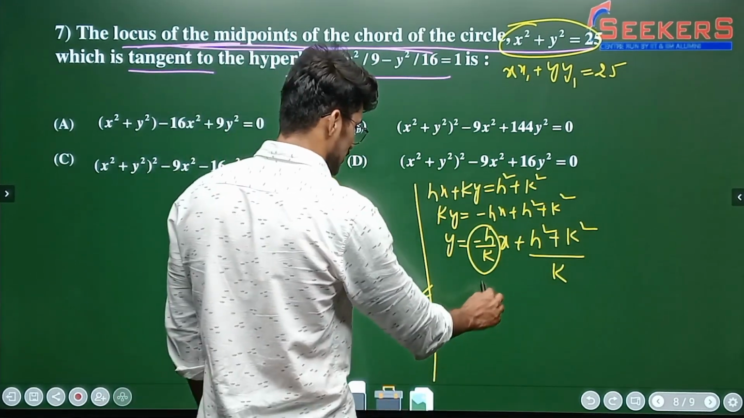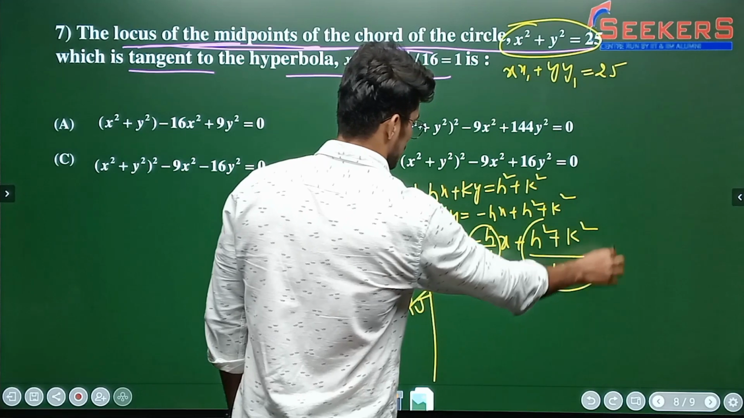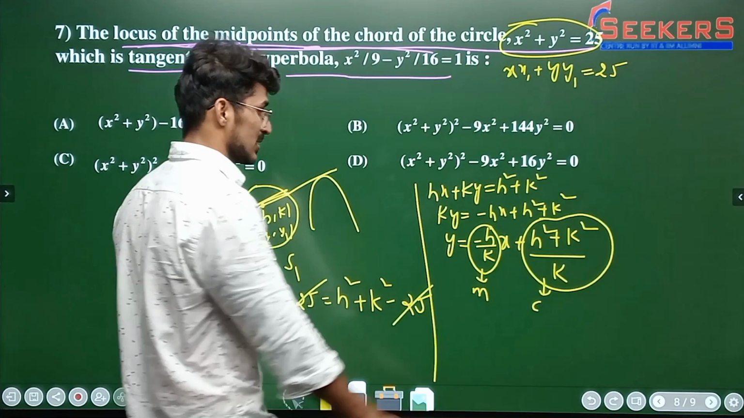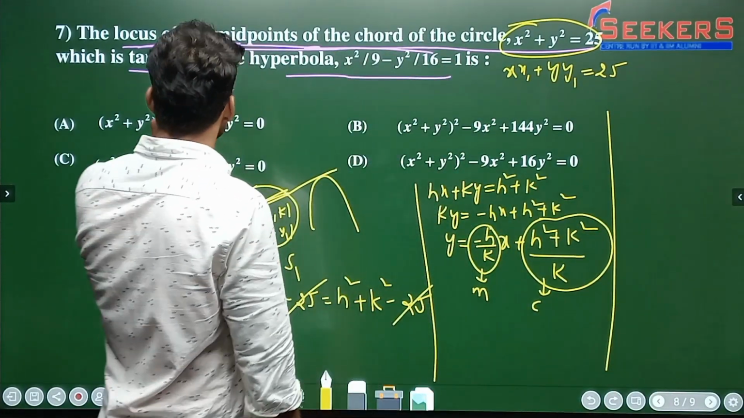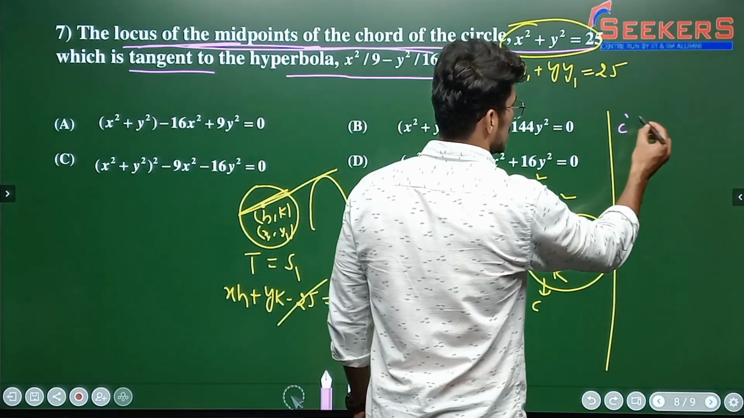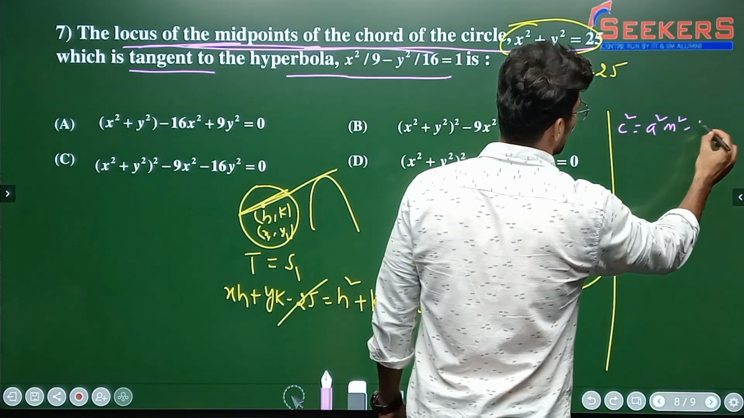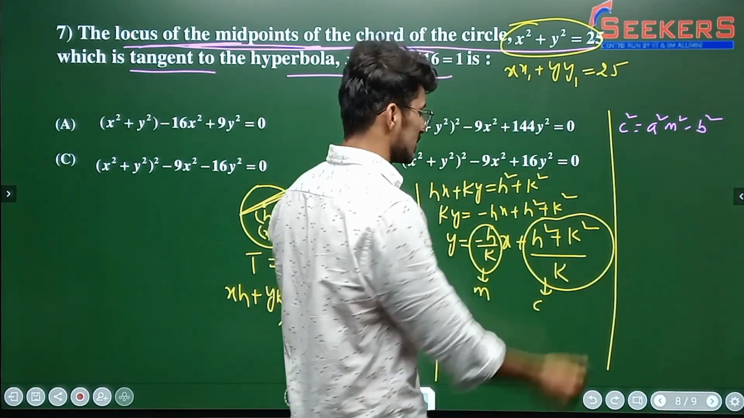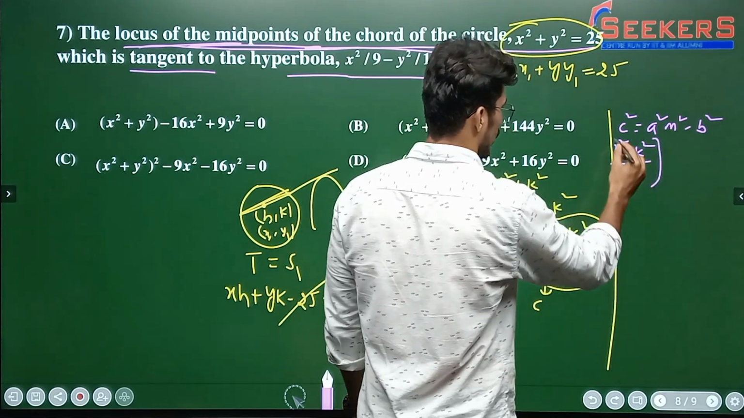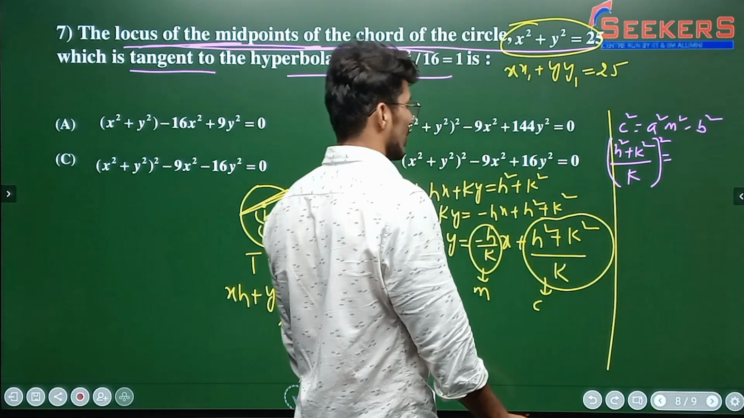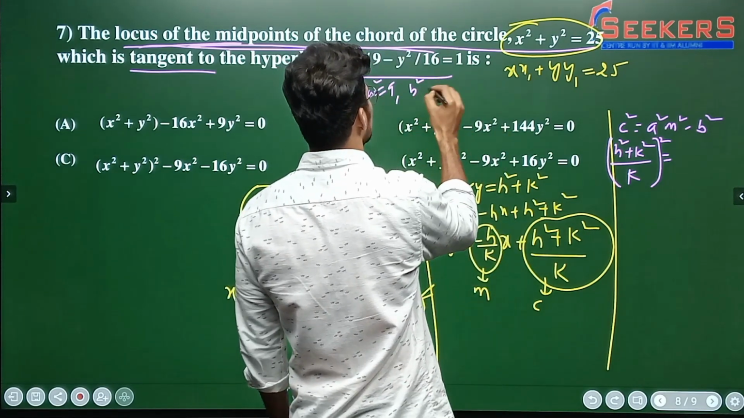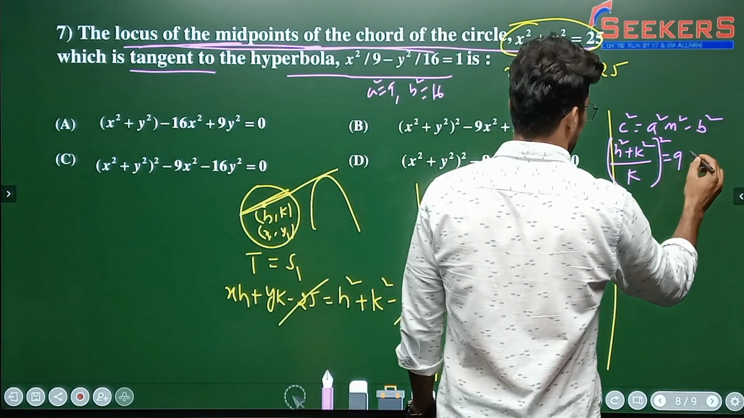Why do we need the m value and c value here? Because I will be using the condition of tangency with respect to the hyperbola. He is asking us to find the tangent equation, so let us use the tangency condition: c square is equal to a square m square minus b square. The c square value here is h square plus k square by k whole square, equal to a square times m square minus b square. A square is given as 9 and b square is given as 16.